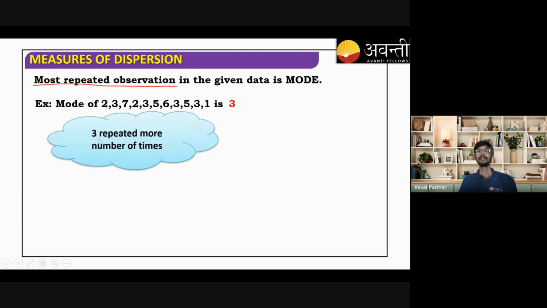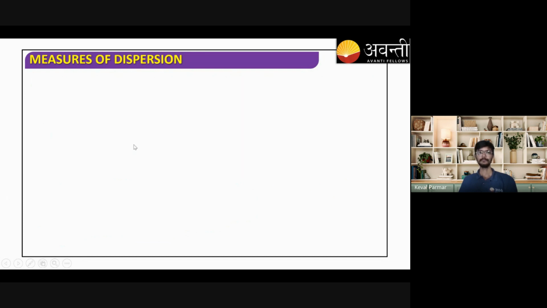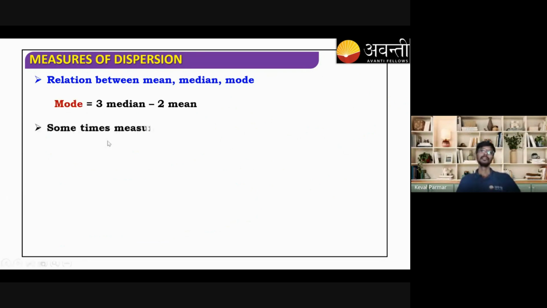Right? 3 repeated more number of times. Relation between median and mode. I hope you have done this also in your 10th standard. Very simple question must come from this relation, right? What was that? Mode equals 3 into median minus 2 into mean.